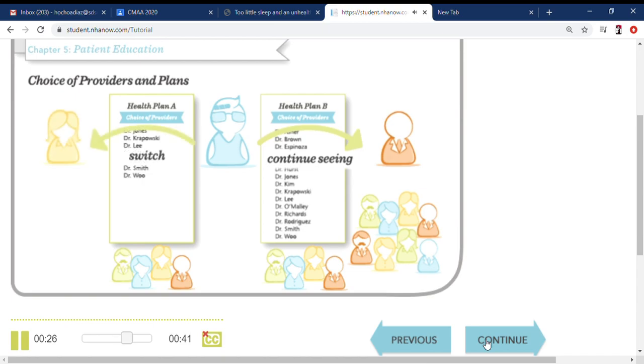Similarly, if the patient would like to switch providers, that is allowed too. If the patient wants or needs to see a specialist, she might need a referral from your office. A referral tells the specialist that the patient is authorized for treatment.